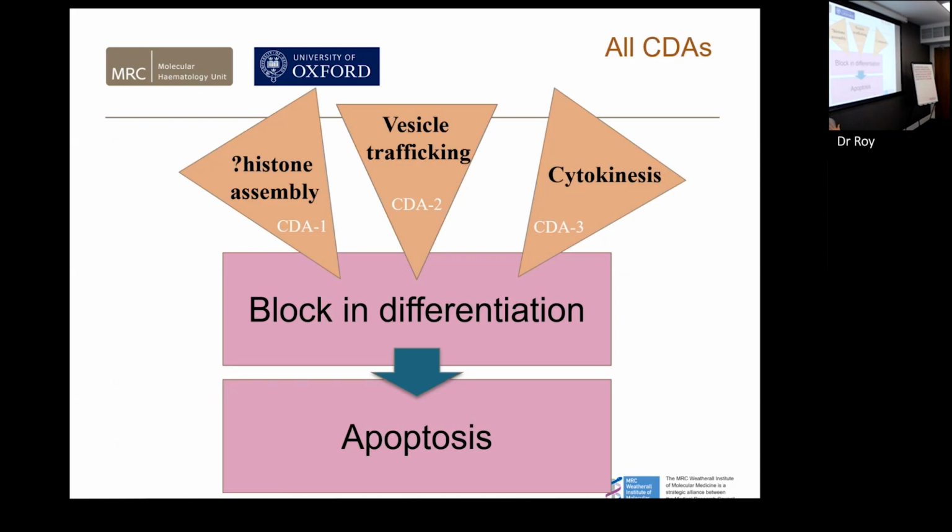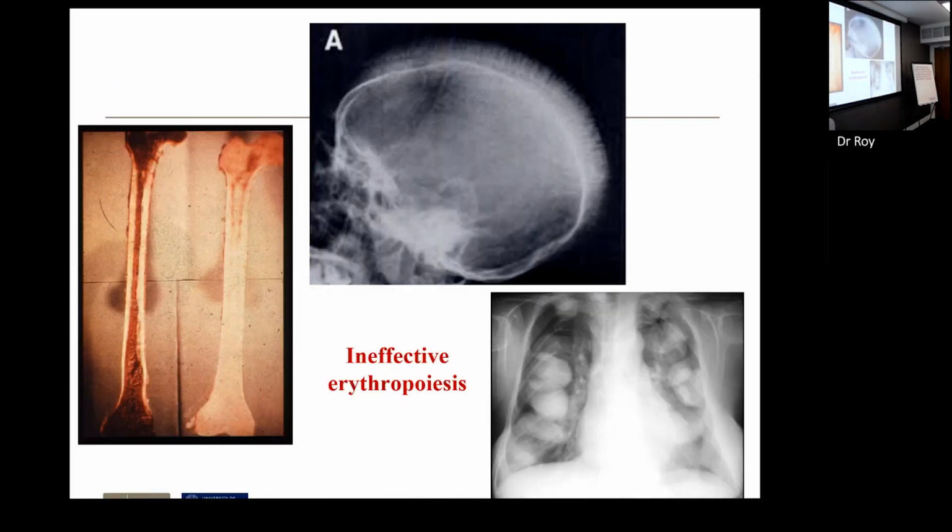So in CDA, I've put three types of CDA, CDA1, 2, and 3. CDA1 is abnormalities in histone assembly, which I'm not going to explain in detail. CDA2 is abnormalities in vesicle trafficking. I'm not going to explain in detail. And CDA3 is abnormalities in cytokinesis, and I'm not going to explain in detail. But all of them end up that the red cells are not maturing properly, and that triggers this apoptosis so that the cells die because they know they can't make more red cells. And because you've got so few red cells coming out the other end, you have anemia.